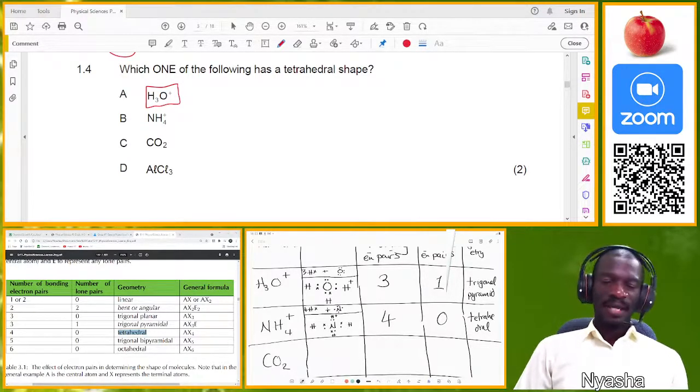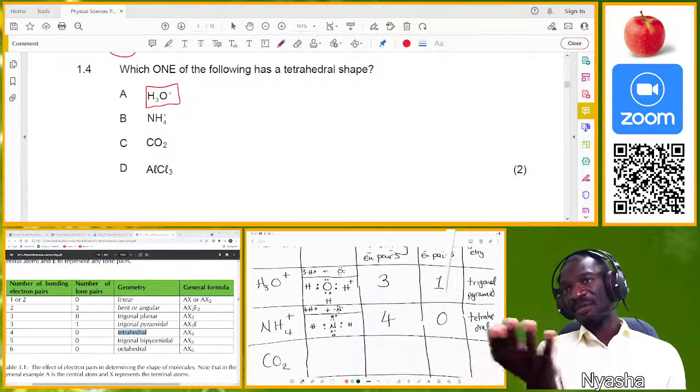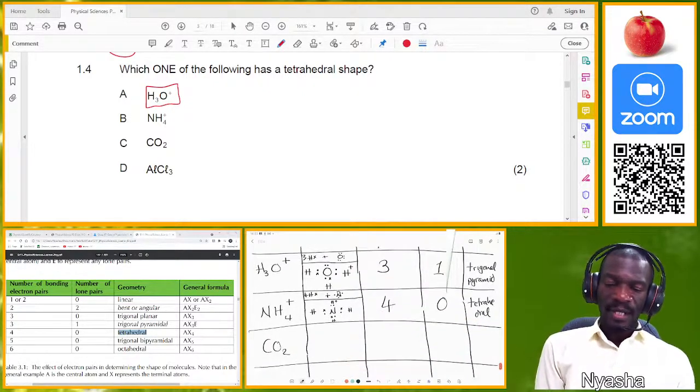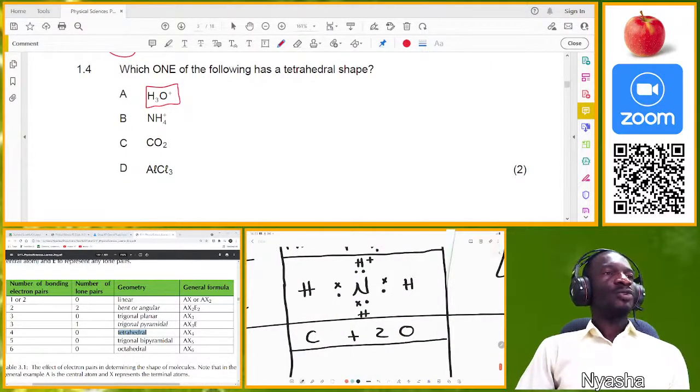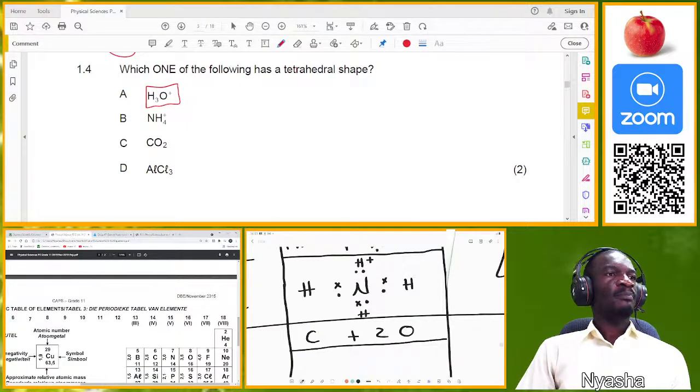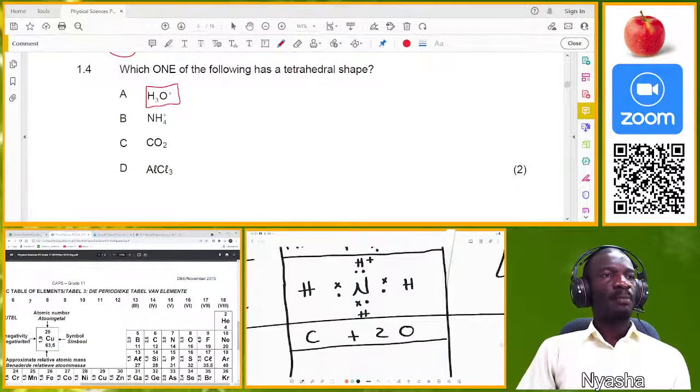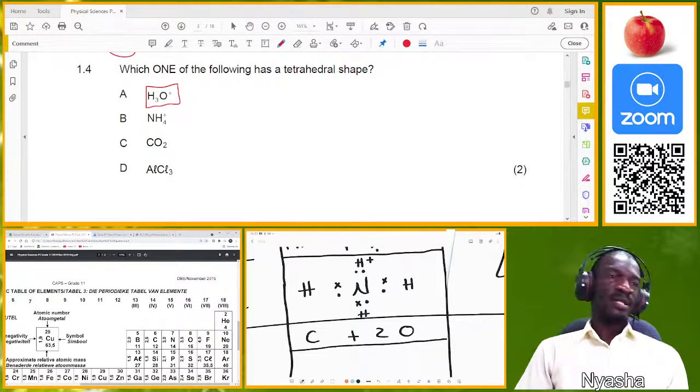The next one is carbon dioxide. Let's also see, because maybe there are two answers here. Carbon dioxide, as usual, we have a carbon and we have two oxygens. So let's just put the Lewis structures of the separate ones. Jump onto your tables to find out the number of outermost shell electrons for carbon.